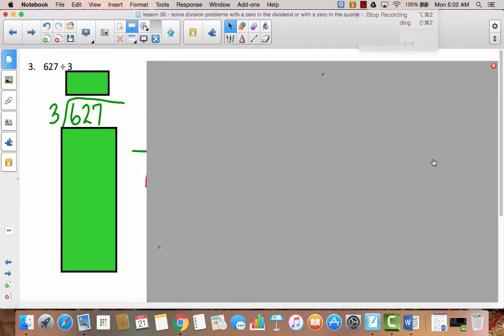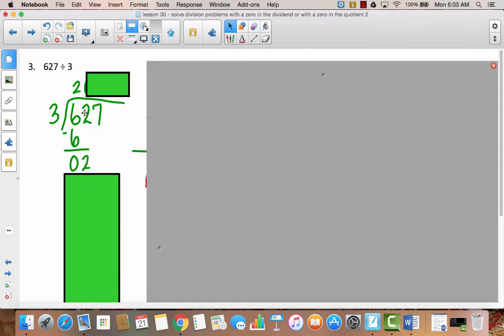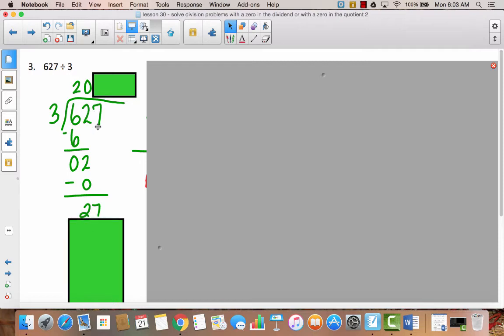Okay, so let's take a look at this problem. So first of all, I have my 600s divided by 3. So that was 200s. And when I took 2 times 3, that was 6, and that left me with 0 hundreds. So then I brought down my tens, and here's where it got a little bit different, because if I only have 2 tens and I try to put them into 3 groups, I don't have enough to put in any groups. So I had to put a 0 in my quotient. So then when I subtracted, I still had my 2 tens, and I added that to my 7 ones, and then I took 27 ones and divided by 3, and that gave me 9.